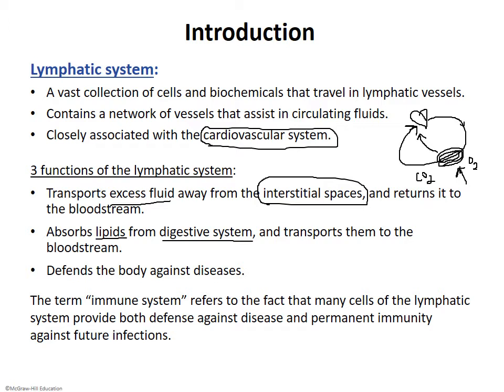And then with all of this, there are special places and cells that are going to be used to defend our body against diseases. This would be, in a way, our immune system. As it says here, the term immune system refers to the fact that many of the cells of the lymphatic system provide both defense against disease and permanent immunity against future infections. And we'll look at that towards the end.